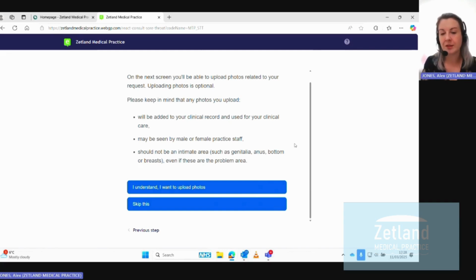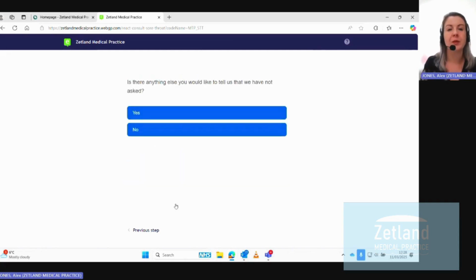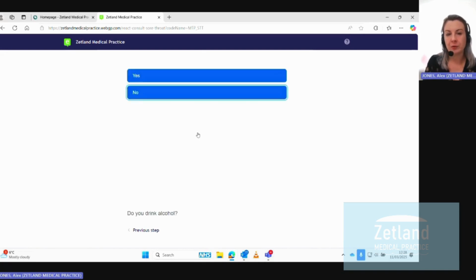Although obviously we're happy to see you if you want to come to the surgery. So we're going to skip this because obviously I don't have any pictures in this case. So anything else you want to tell us? It might be that you've forgotten something at the beginning, or there might be something else you feel is relevant. I'm going to say no.